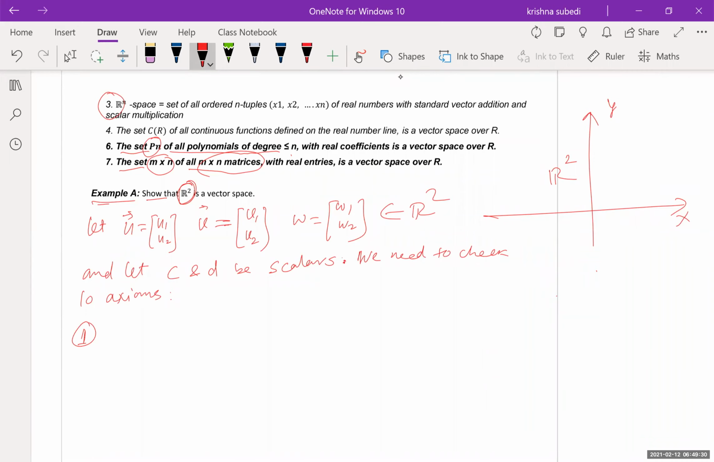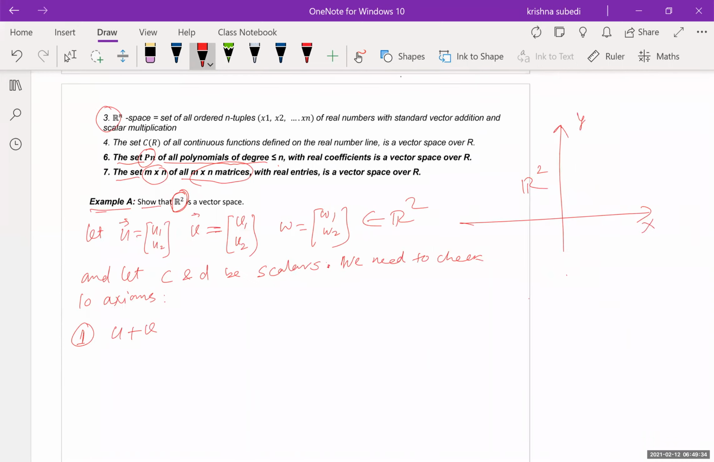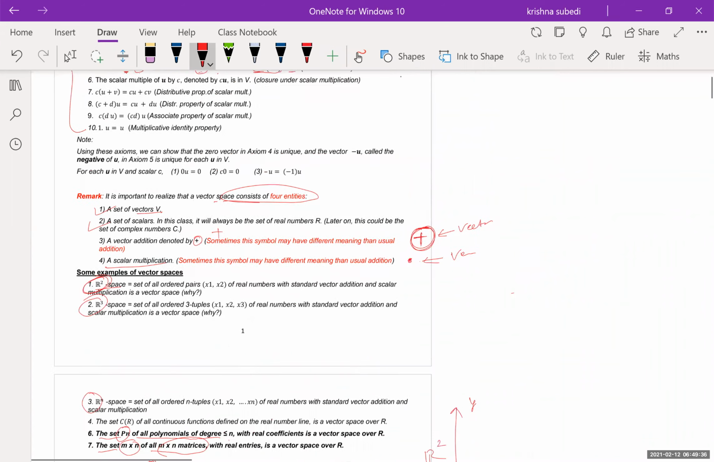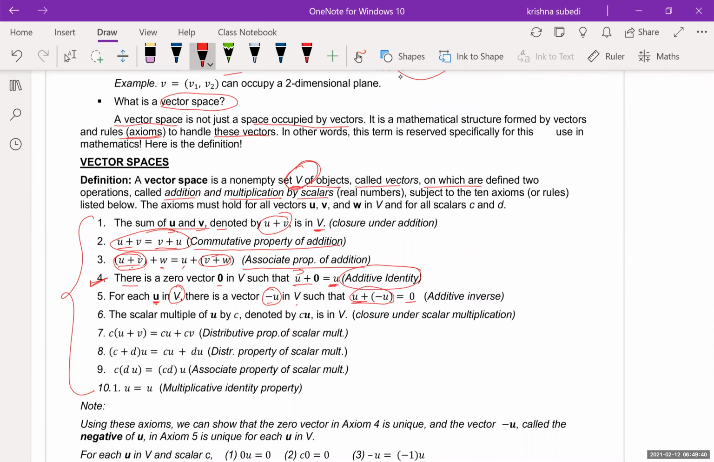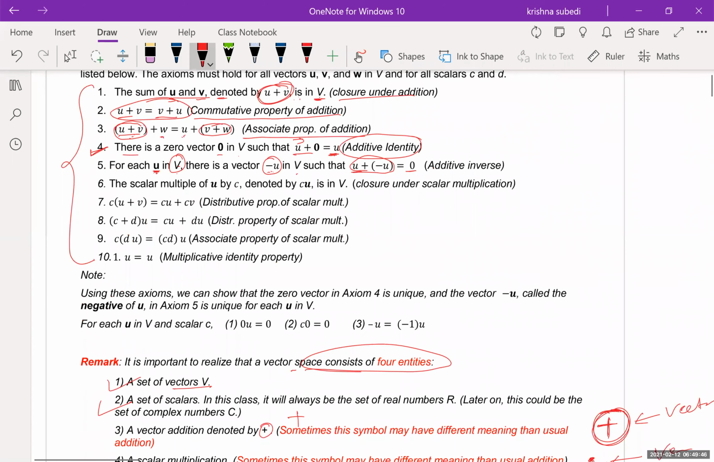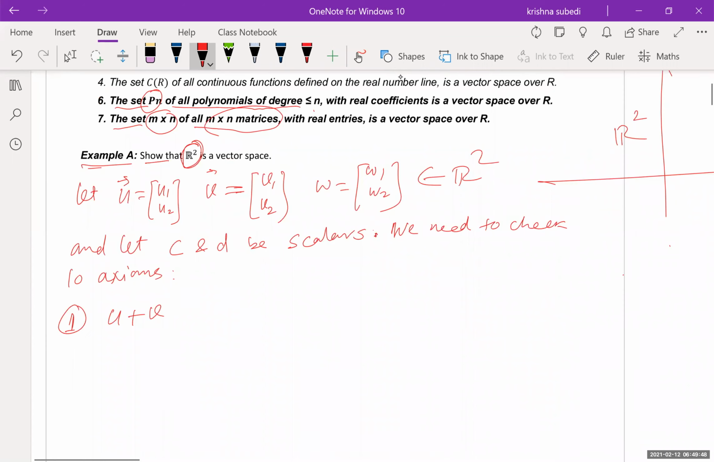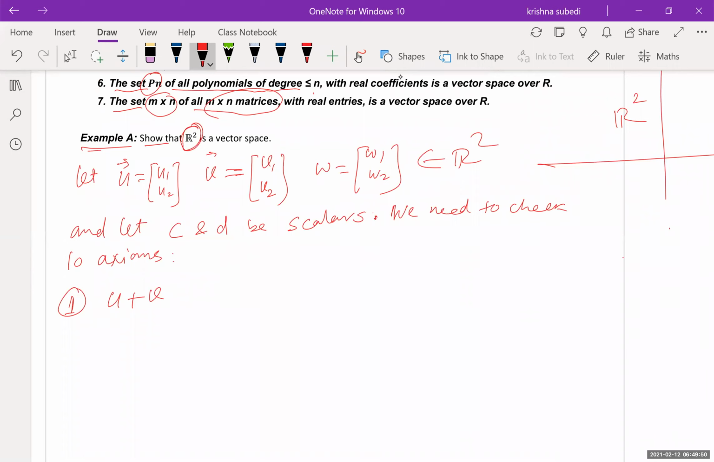In axiom number 1, U plus V. Remember here, axiom number 1 is that the sum of U and V, denoted by U plus V, must be in V. We call it closed under addition. So let's see. We know that U is in R2 clearly, and V is in R2. We need to prove that U plus V is also in R2. Okay, let's see what happens.